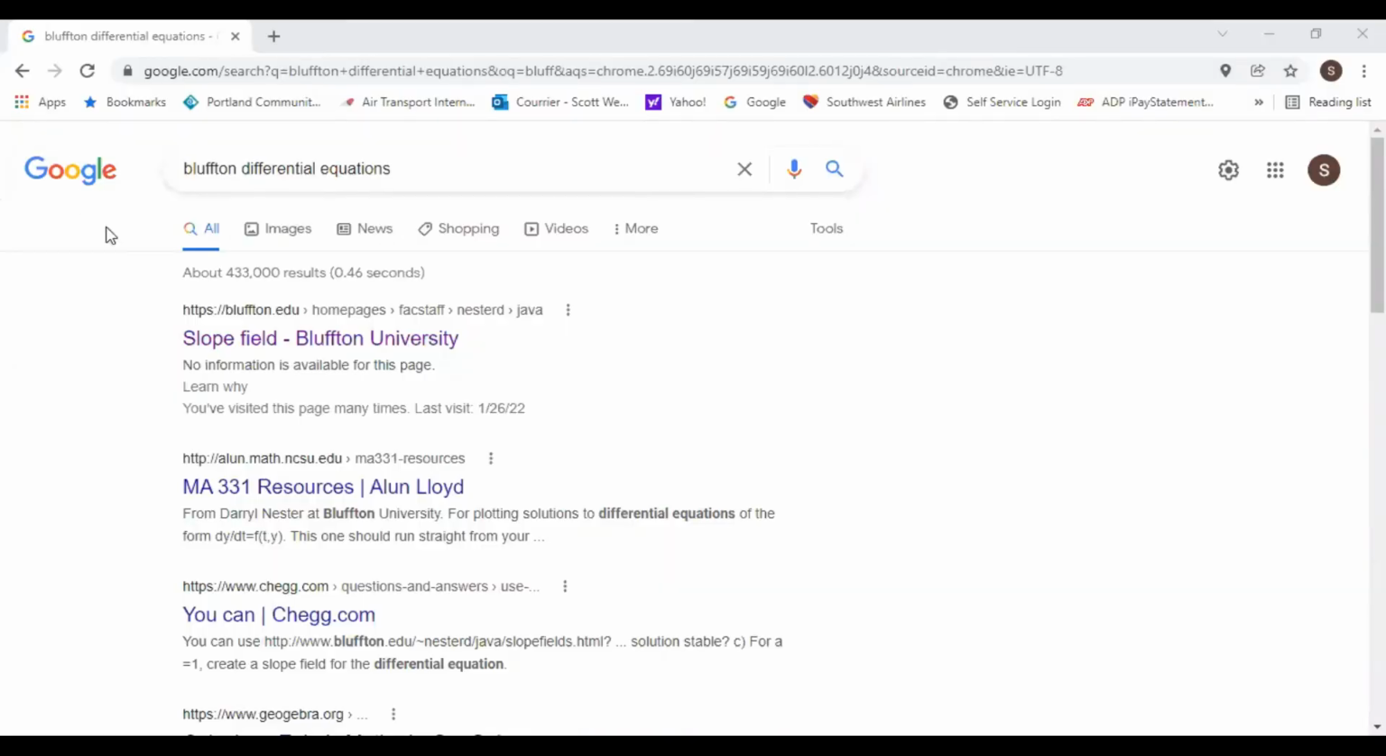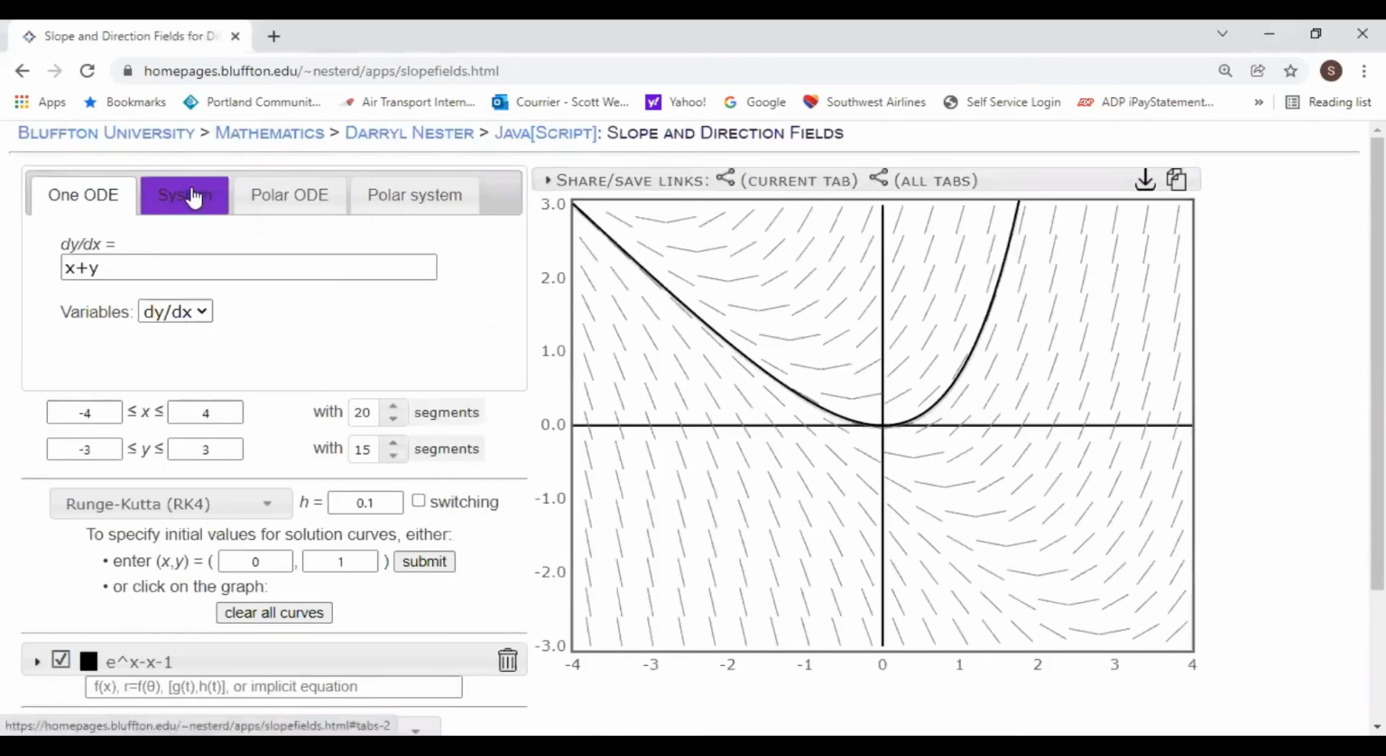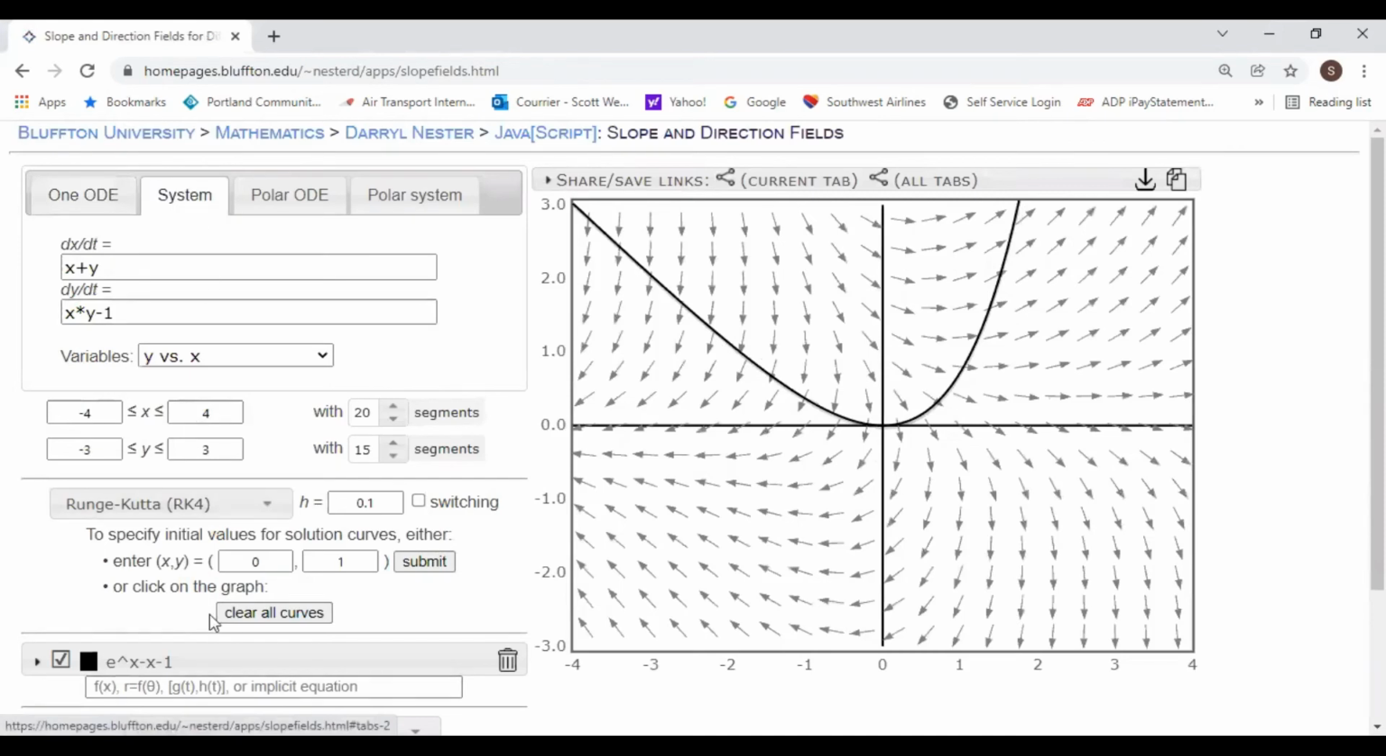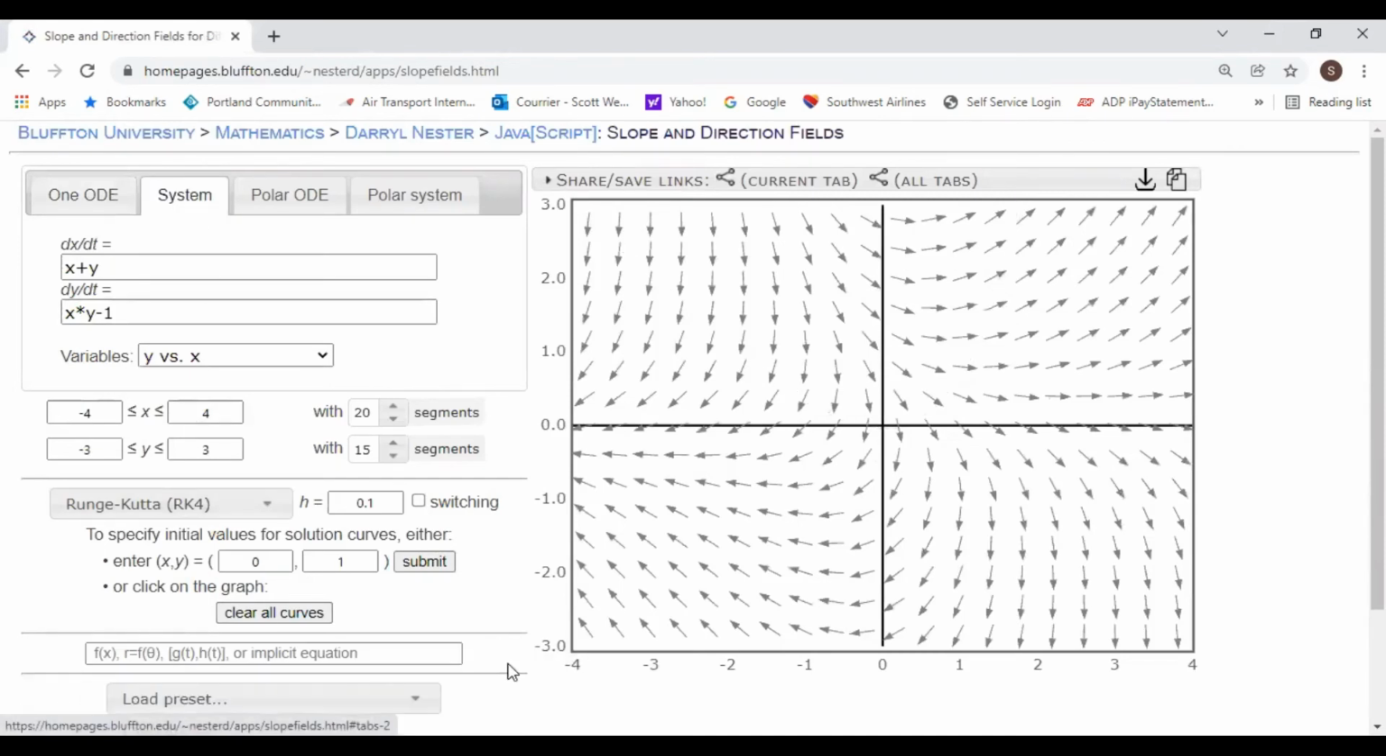All right, here we are. We see a search engine result for Desmos differential equations. We bring it up. We change it over to system. We get rid of the curve that is already on there and is not relevant to us. And what we want to put in is the system that corresponds to our example A.